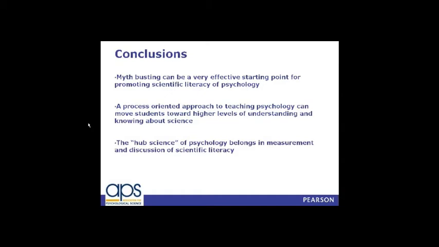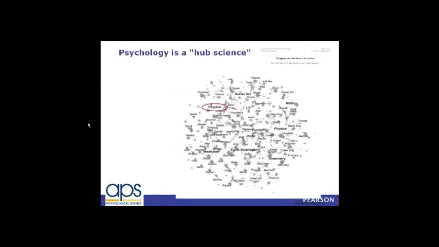And also the hub science of psychology belongs in the measurement and discussion of scientific literacy. What do I mean by hub science? Well, in psychology, as it turns out, you could call it a hub science. These researchers had actually used the social science citation index to examine relationships amongst thousands of peer-reviewed publications. And notice psychology in large font and bold print. And the reason that's the case is because using this method of looking at citation indexes, you find that psychology is a hub science, meaning that it pulls or integrates together a broad array of work across these disciplines that you can see are most adjacent to it.